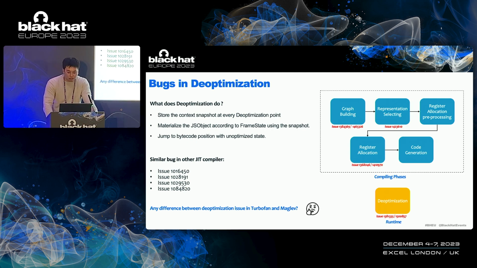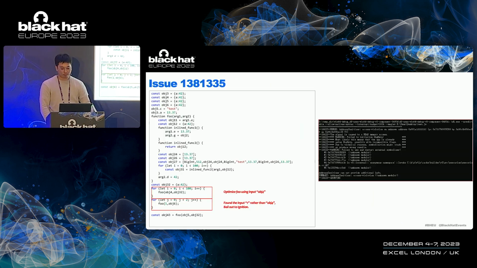In Turbofan, this is a point that receives less attention, but there are still some interesting type confusion bugs here. So, is there any difference between the de-optimization issues in Turbofan and Maglev? Let's look at this issue. It's also a sample found by fuzzing, which leads to an out-of-bounds write caused by type confusion.